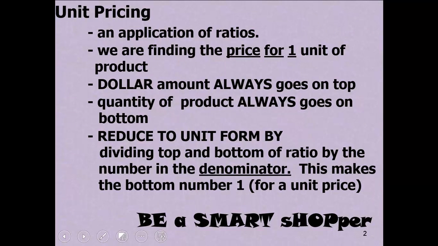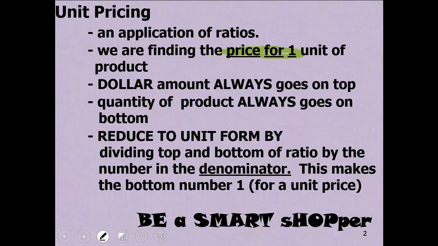When you're talking about unit pricing, this is an application of ratios, and what you're doing is you're finding the price for 1 unit of your product. All right, 1 unit of your product. Your unit could be a piece, it could be an ounce, it could be a gram, it could be a gallon, it could be a mile. So there's all kinds of ways to approach this.